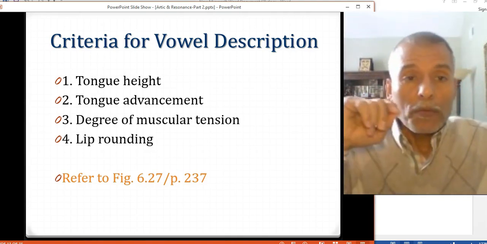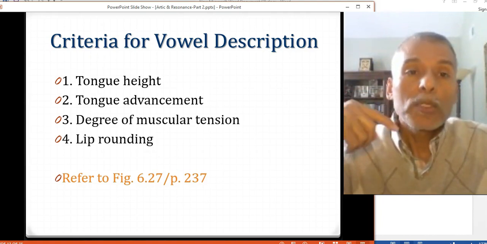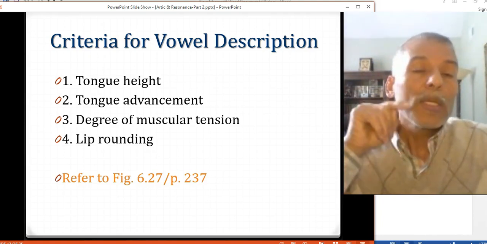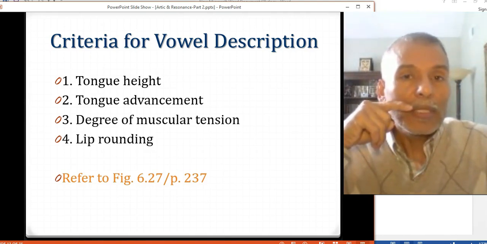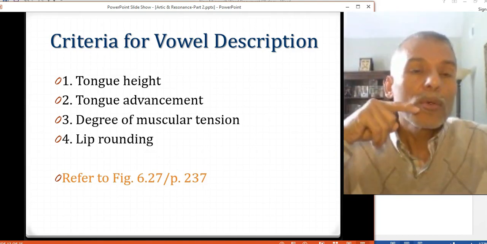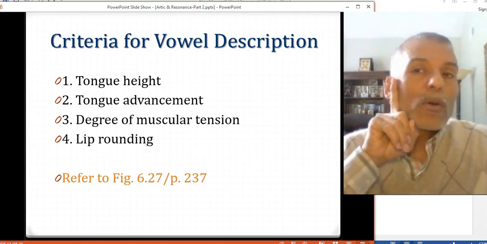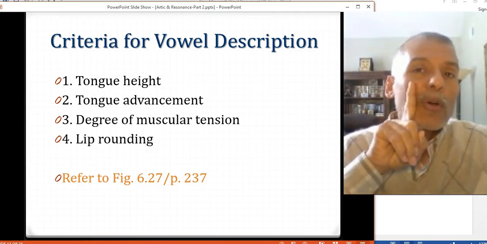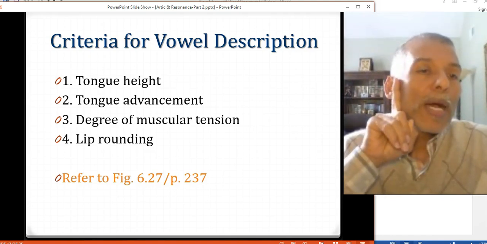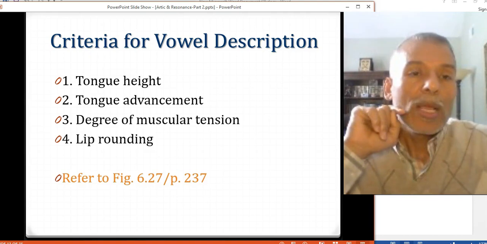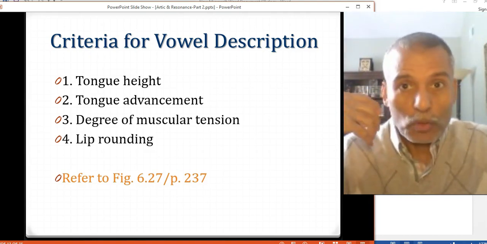So the first 2 characteristics that we have to describe vowels have to do with the tongue. So is the tongue low in the oral cavity? Is it in the mid, or is it high? So tongue height. And then advancement. Is the tongue in the back of the oral cavity? Is it in the center of the oral cavity? Is it in the front of the oral cavity? So back, center, front. And then we look at the muscular tension that is used when we make the sound.